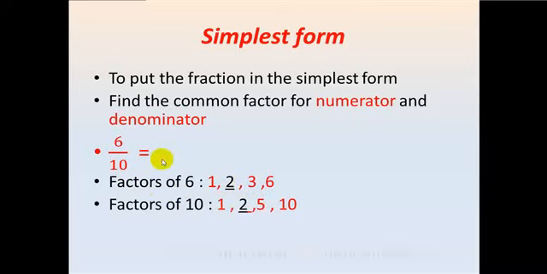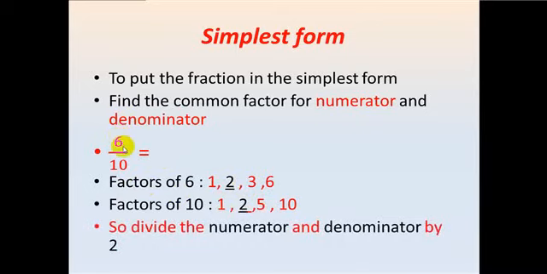So we can divide the number 6 and the number 10 by 2. Here, 6 divided by 2 equals 3 and 10 divided by 2 equals 5. 3/5 is the simplest form for 6 tenths. Can we find a simpler form for 3/5? No, because there is no common factor between 3 and 5.